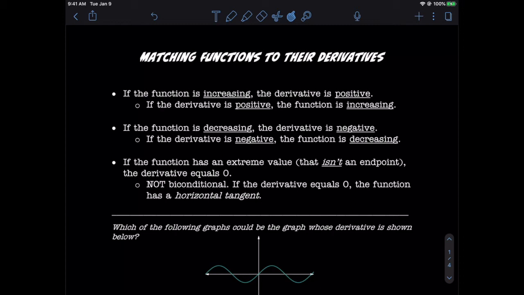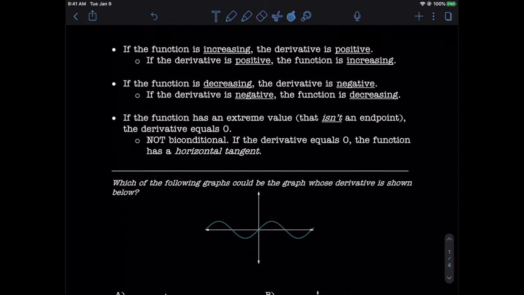This does not work both ways. If the derivative equals 0 and this is all you know, all you can say is that the function has a horizontal tangent. You will need to know about the signs and if it changes to determine if you have a max or min. Let's go ahead and take a look at two examples here to see how this works.